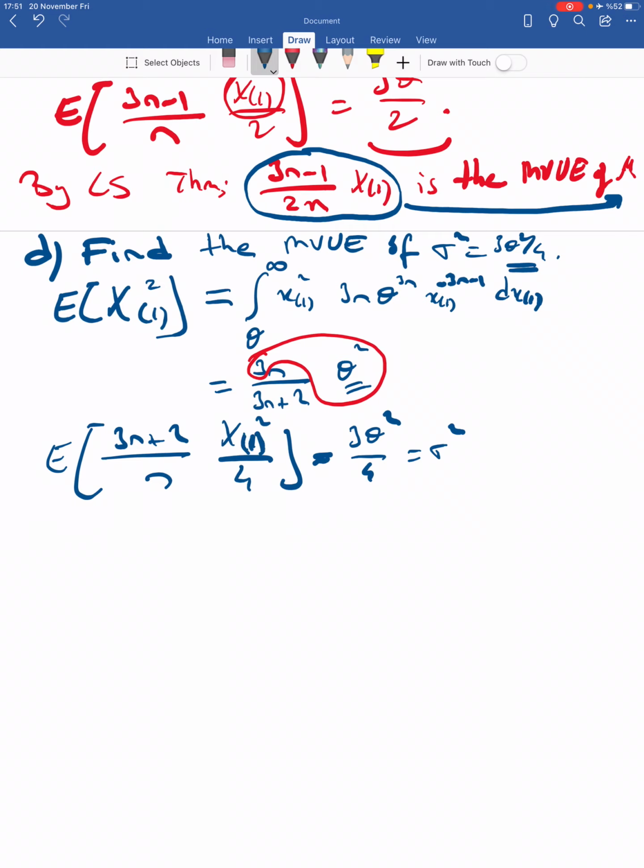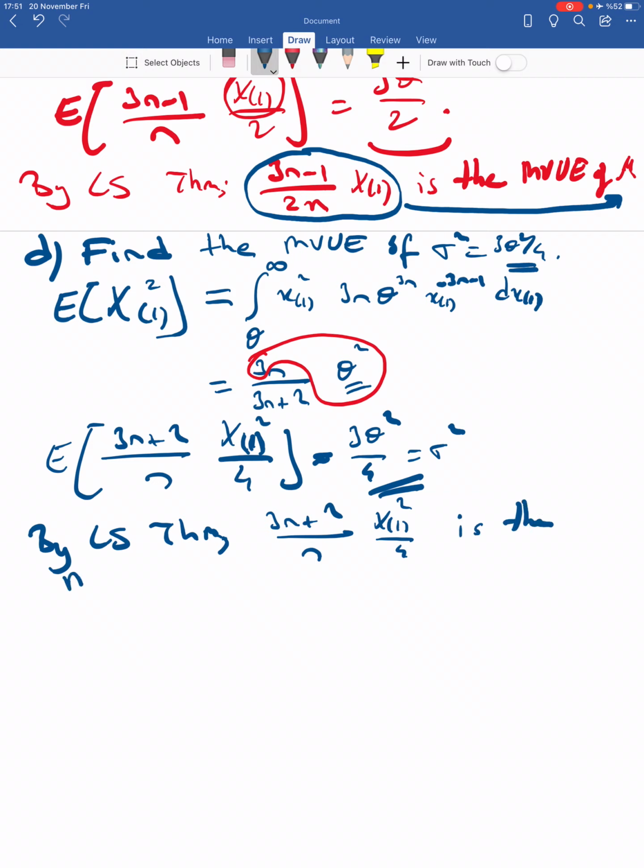Now, x1 is the complete sufficient statistic for theta. Using the complete sufficient statistic of theta, I find a function of the complete sufficient statistic which is an unbiased estimator of the parameter that I want. So again, by using the Lehmann-Scheffé theorem, I can say that this one is the minimum variance unbiased estimator of sigma square.